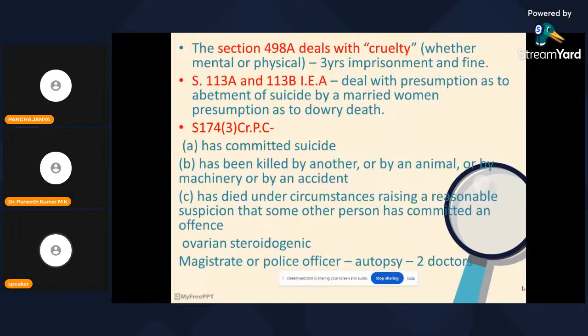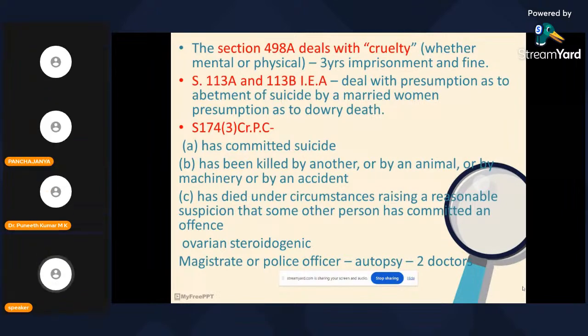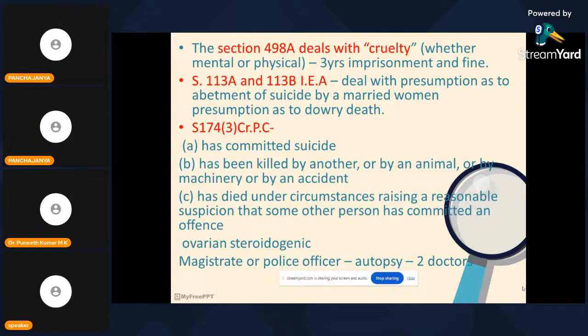And then Sections 113A and 113B deal with the presumption as to abetment of suicide by a married woman, because of a dowry death. It means whoever triggers a person to commit suicide by humiliating, harassing or troubling her because of dowry, and if she commits suicide, that is also considered an offense.